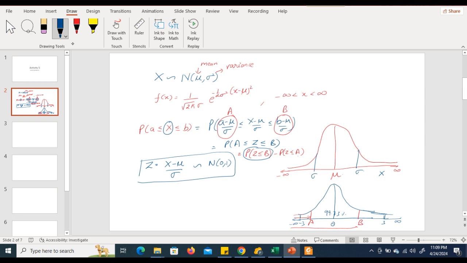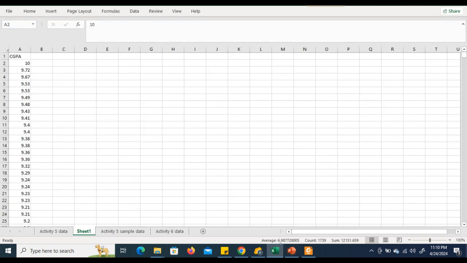because the cumulative distribution function F of x is defined as probability X is less than or equal to x, right? So in this case, if Z is less than or equal to B, it is denoted by F of B minus F of A. Okay, so this is how we can calculate the probability in case of the normal distribution. This is the initial thing which we need to know. Let us come back to the activity part.